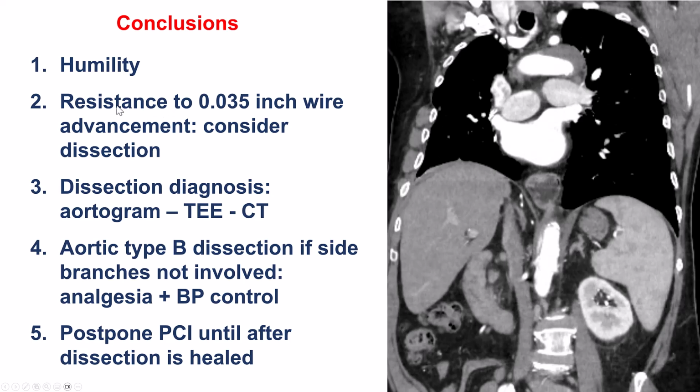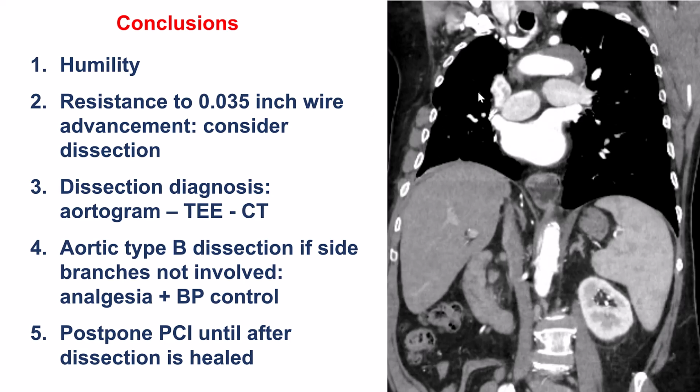Several lessons from this case. The first one is humility. Despite doing several cases, complications can still happen. This is the first case I have personal experience of causing a dissection from the iliac artery all the way to the aortic arch. So keeping humble is important. Things can happen at any stage, and one needs to be very alert to diagnose such complications.